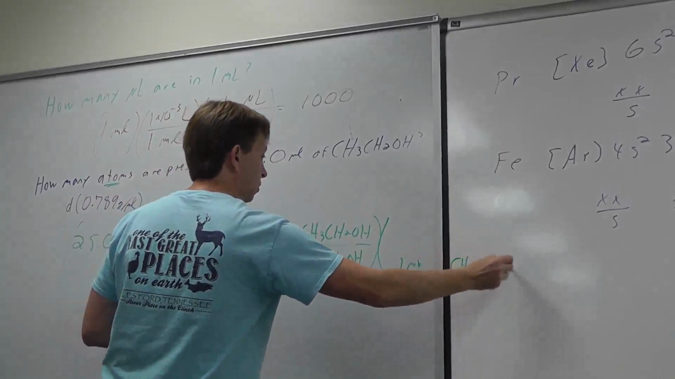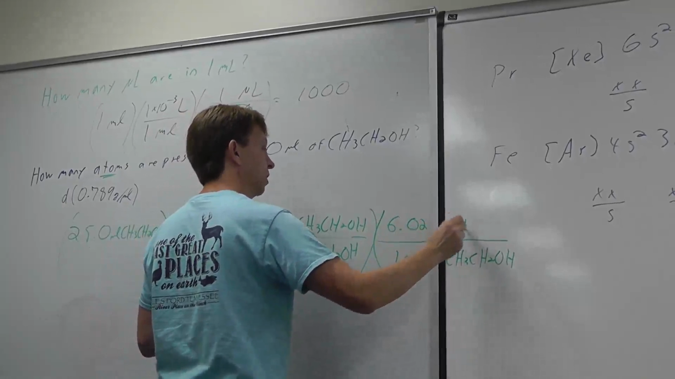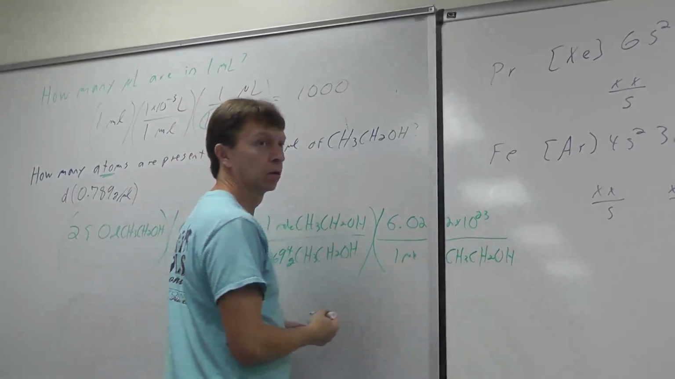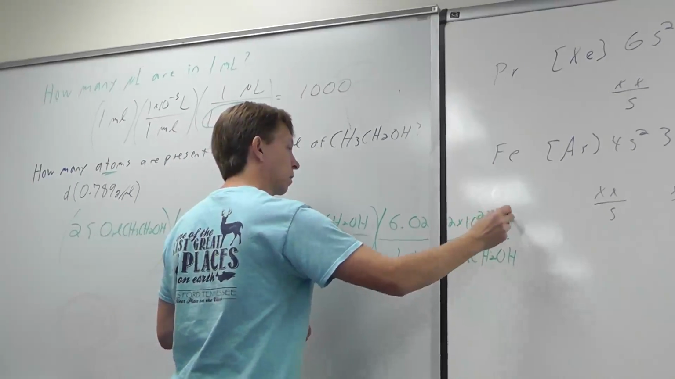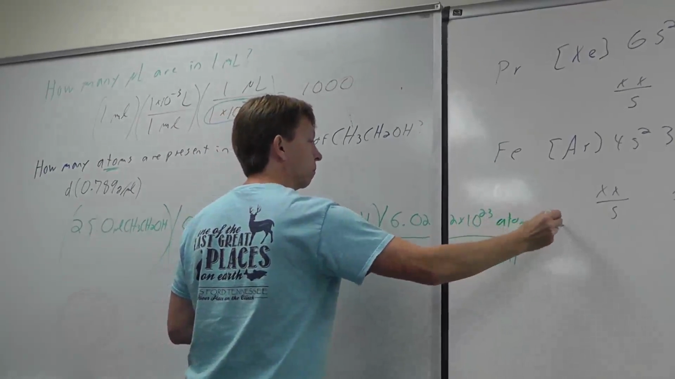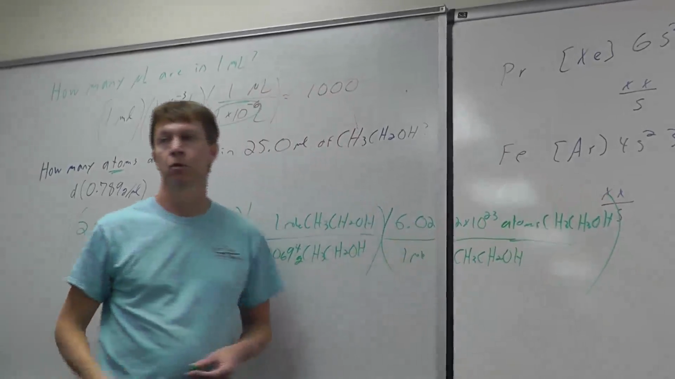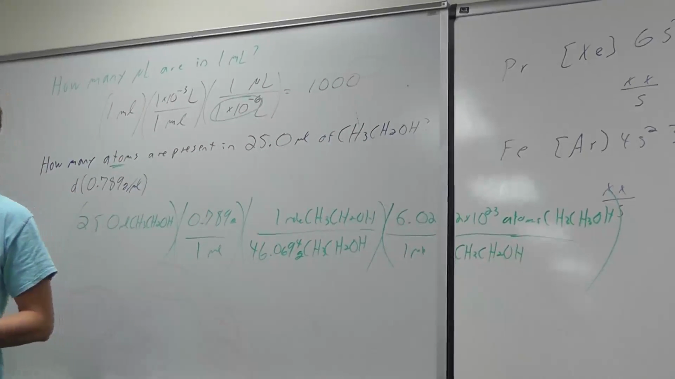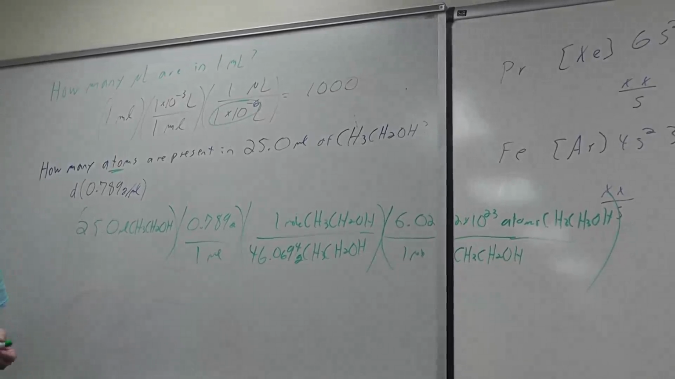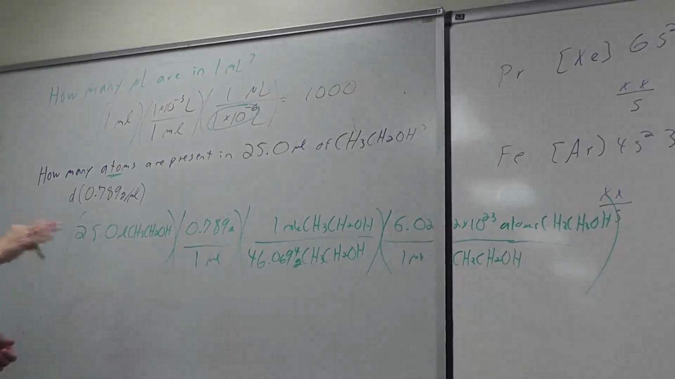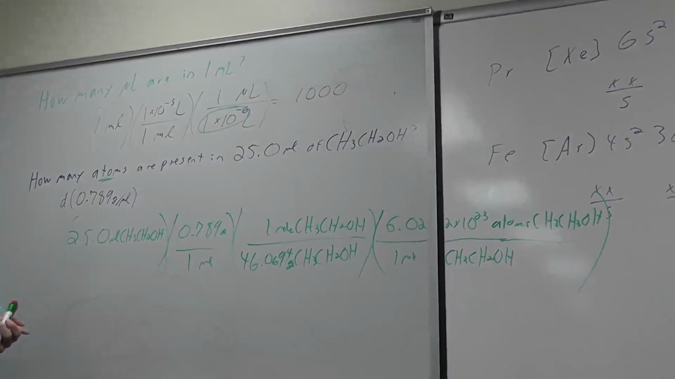CH3CH2OH, 6.022 times 10 to the 23rd. And this is where people typically mess up. What's wrong with this? Why is that wrong? I'm telling you, this is a very common error. What's wrong with that? Go ahead. Because that'll give you molecules.